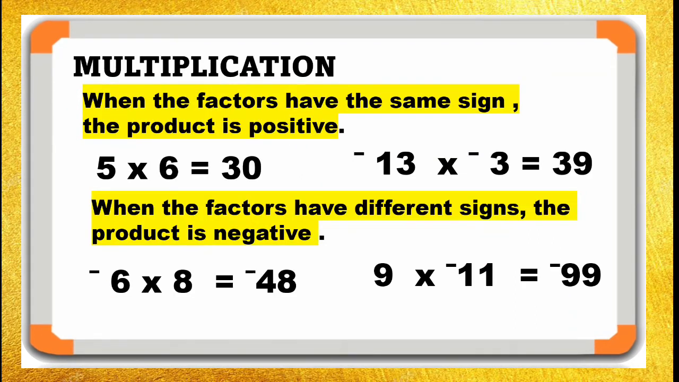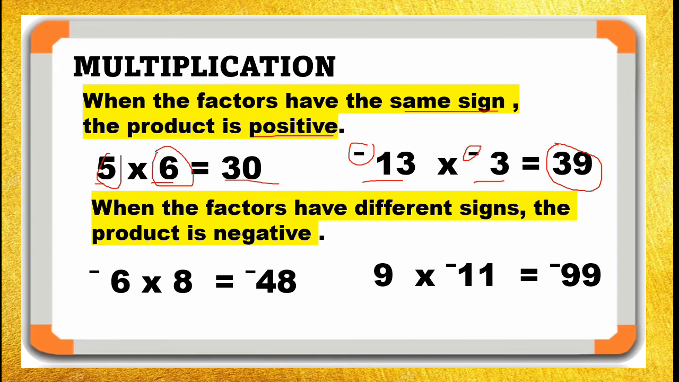Now, let's go to multiplication. When the factors have the same sign, the product is positive. So, for example, 5 times 6 equals 30 because 5 and 6 are all positive. Now, how about this one? Negative 13 times negative 3 equals positive 39. Why positive 39? Because they have the same sign, negative 13 and negative 3. So the product is positive.